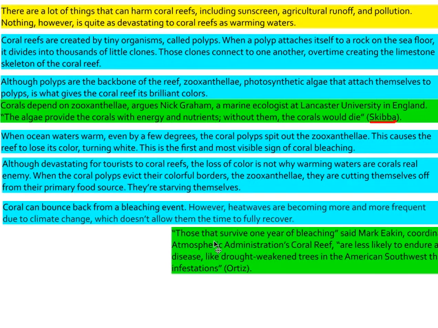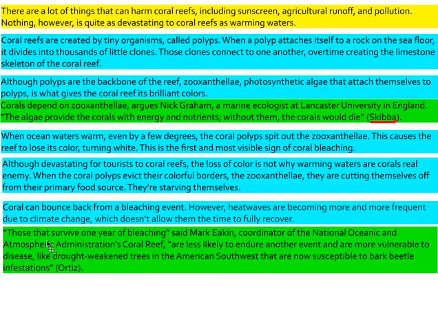Here's my second piece of evidence. Another example of testimony, an expert quote. Those that survive 1 year of bleaching, said Mark Aiken, coordinator of the National Oceanic and Atmospheric Administration's Coral Reef, are less likely to endure another event and are more vulnerable to disease like drought-weakened trees in the American Southeast that are now susceptible to bark beetle infestations. Again, notice that I put the last name of the author of my source in parentheses after that.